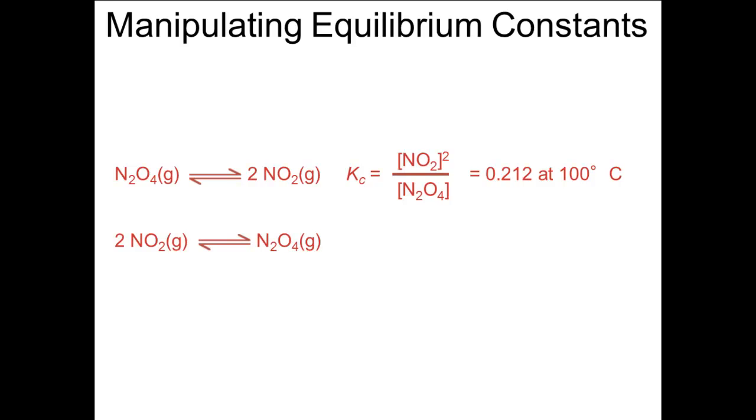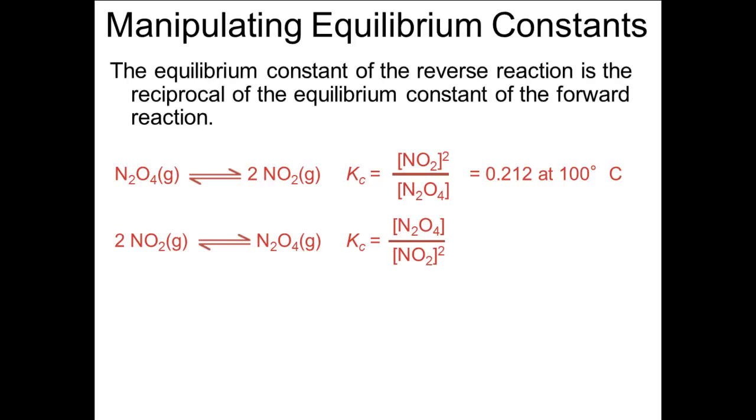If we reverse the reaction, then the substances that were the reactants become the products, and the substances that were the products become the reactants. This inverts the mass action expression, and the value of K for the reversed reaction is the reciprocal of the value of the original reaction, which in this case becomes 4.72.